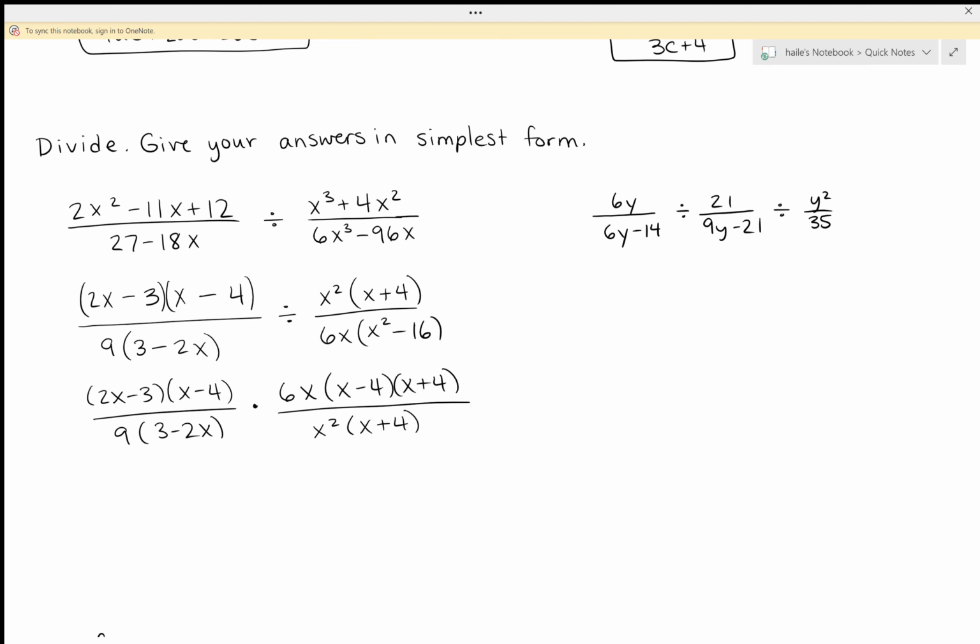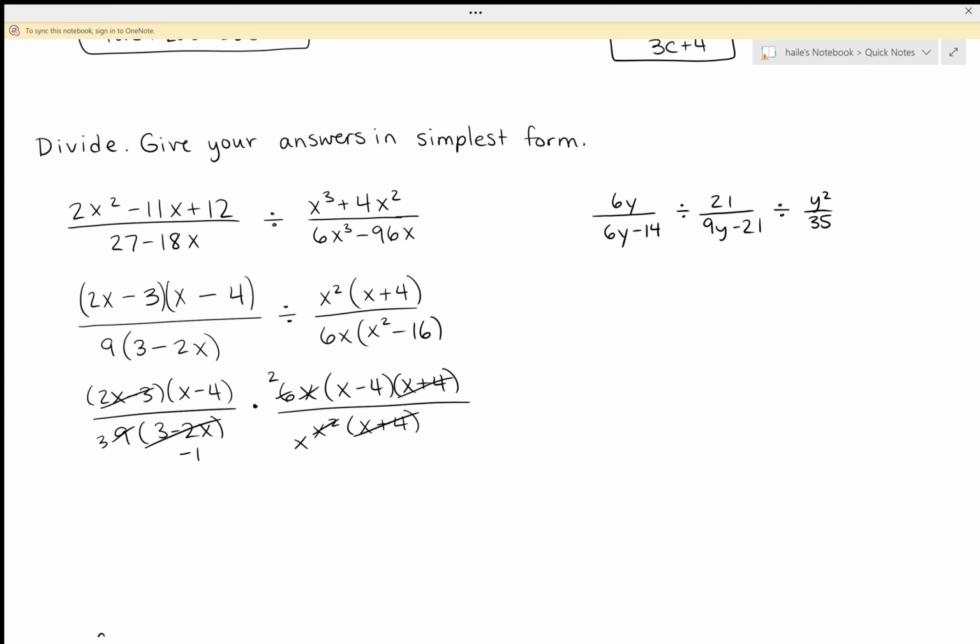I've keep, changed, and flipped my problem. So now I can get to work canceling. So maybe the first thing I notice is x plus 4 and x plus 4. I've got 9 and 6, so I'll get 2 and 3, x and x squared, leaves an x on the bottom. And then I also have 2x minus 3 and 3 minus 2x. So this is another situation where these are going to cancel, but I'm left with negative 1, because they differ by a factor of negative 1.